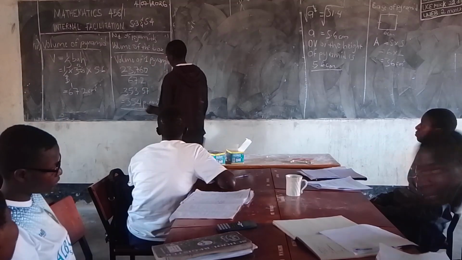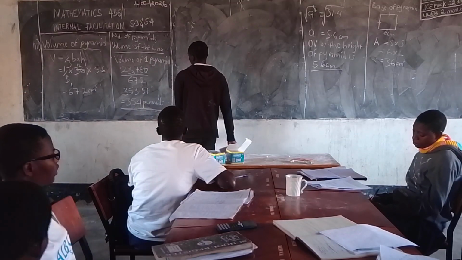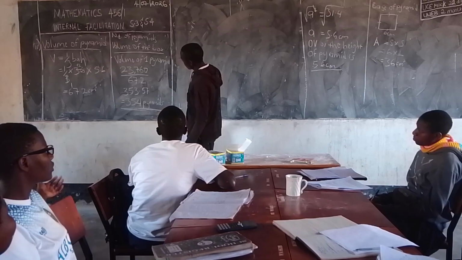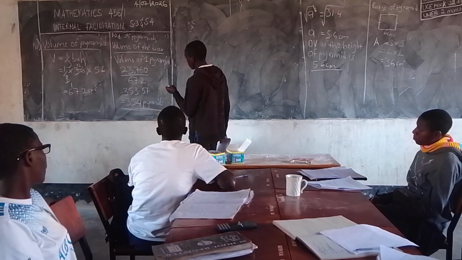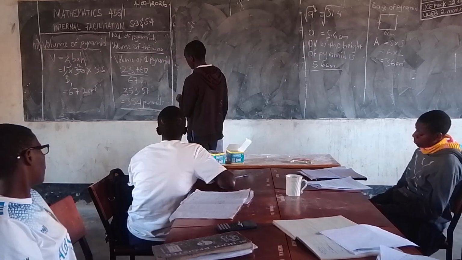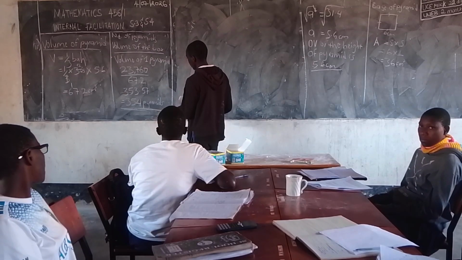You have 353.57. Because you cannot have a fraction of a pyramid. That's a fraction, 0.57, right? Yes. Thank you.